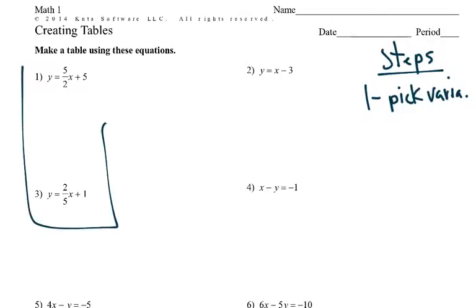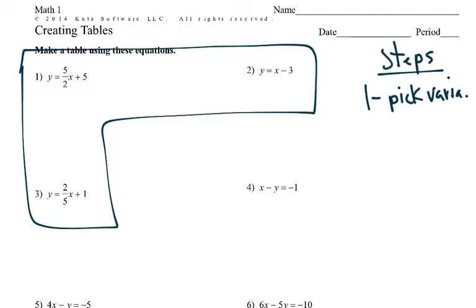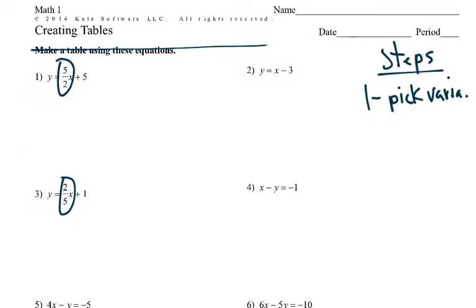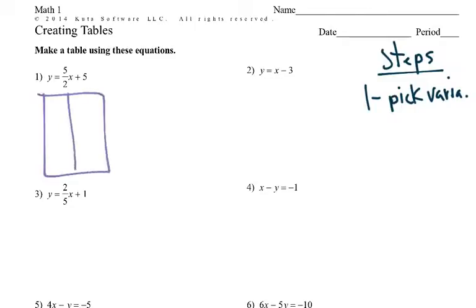If I look at these first three, notice that I have x with something and y all by itself. Typically, when you're dealing with this, you don't want to have to deal with dividing. If something's multiplied by x and I pick a y, I'm going to have to divide, and I especially don't want to divide by a fraction. So we draw a table and label it x and y. I'm going to pick x because that's going to be easier for me.